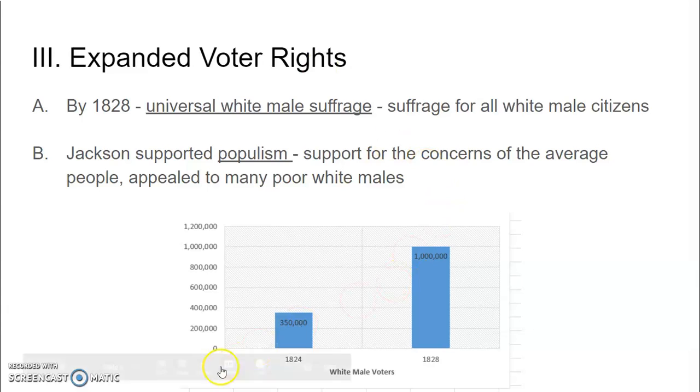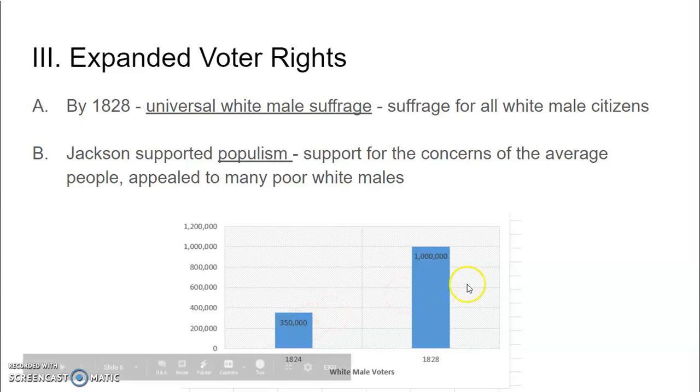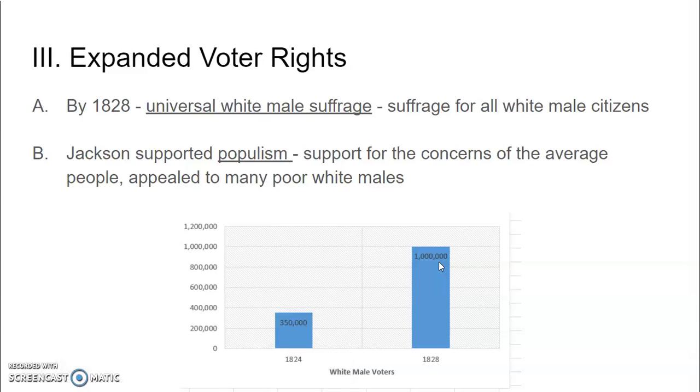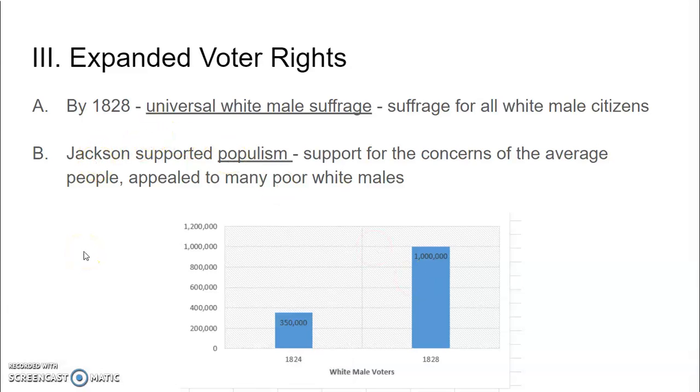And so if this is 1824, when Adams became president, the amount of people that can vote. Now, let's go to 1828. You have like 1 million people, almost 3 times that, can vote now. A lot of these people are going to want to vote for Jackson because they're poor, and Jackson is saying, hey, I'm the candidate for the common person.